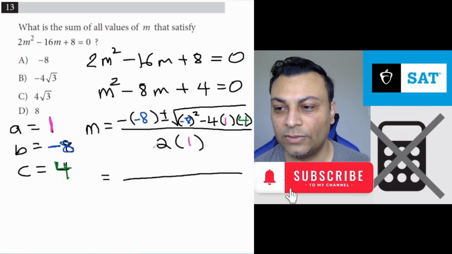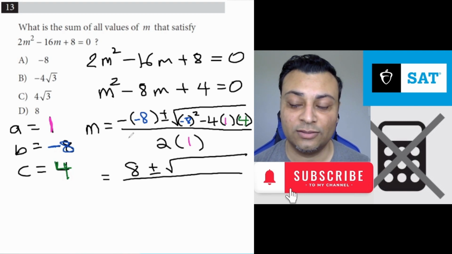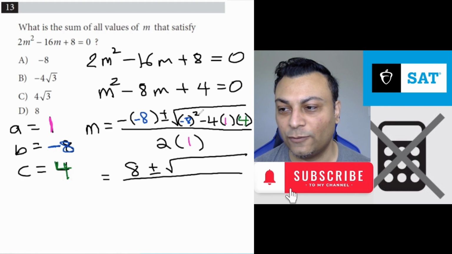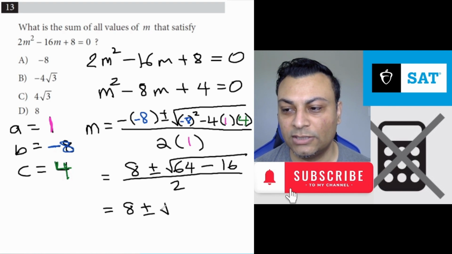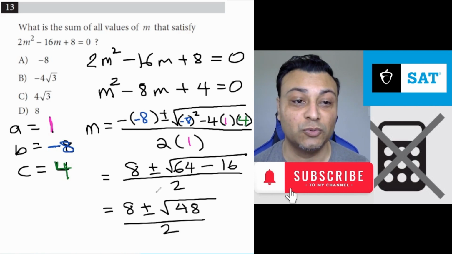And you have, let's continue, equals negative negative 8 is positive 8. And you have plus or minus. It really doesn't matter what happens in here, because we're going to add the two roots. So this will cancel. I'll show you later what that means. But this is 64. Negative 8 when you square is 64, minus 16, all over 2. This ends up being 8 plus or minus the root of 64 minus 16, which is 48, and you divide that by 2. All this is irrelevant because we are going to add the two roots.